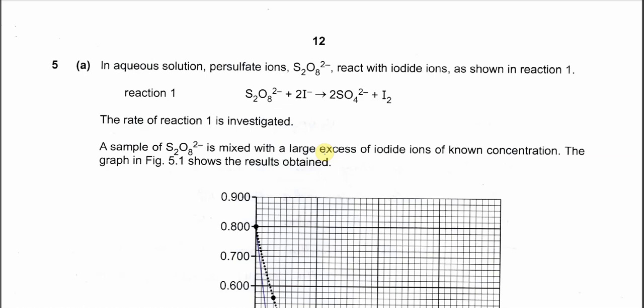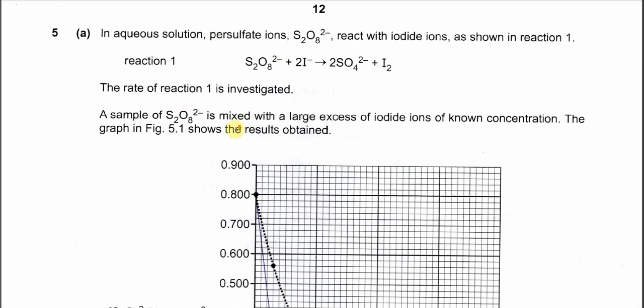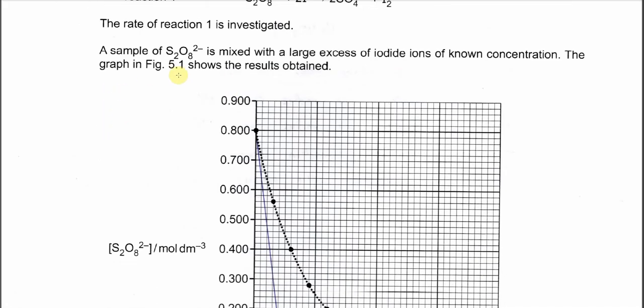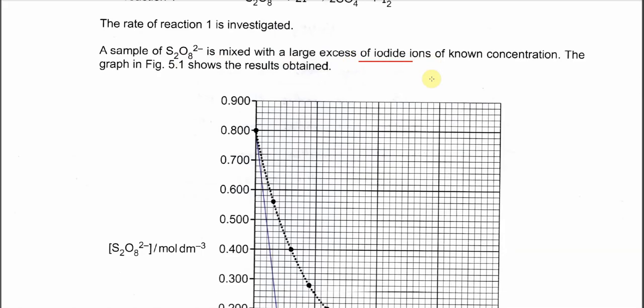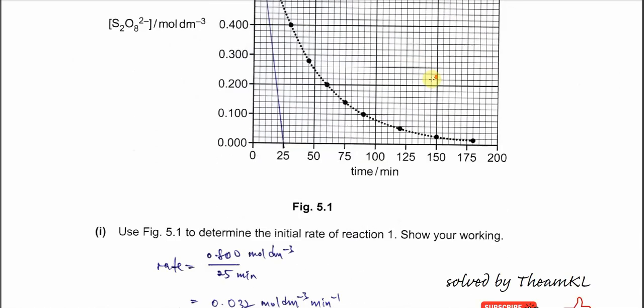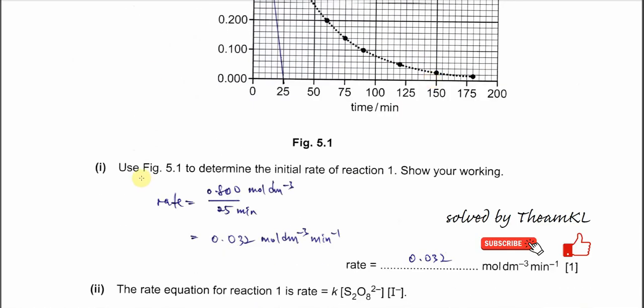Question 5. The reaction between the persulfate and the iodide forms the sulfate and iodine. The rate of reaction 1 is investigated. A sample of this persulfate is mixed with a large excess of iodide of known concentration. So let's move on to what the question wants.